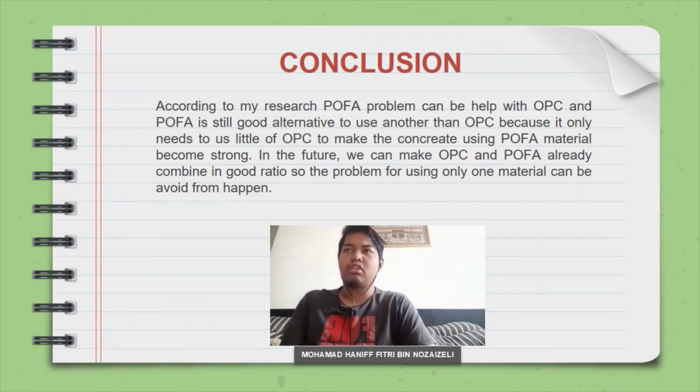The conclusion of palm oil ash is, according to my research, the POFA problem can be helped with OPC, and POFA is still a good alternative to use other than OPC, because it only needs a little OPC to make the concrete using POFA material become strong. In the future, we can make OPC and POFA already combined in a good ratio, so the problem of using only one material can be avoided.